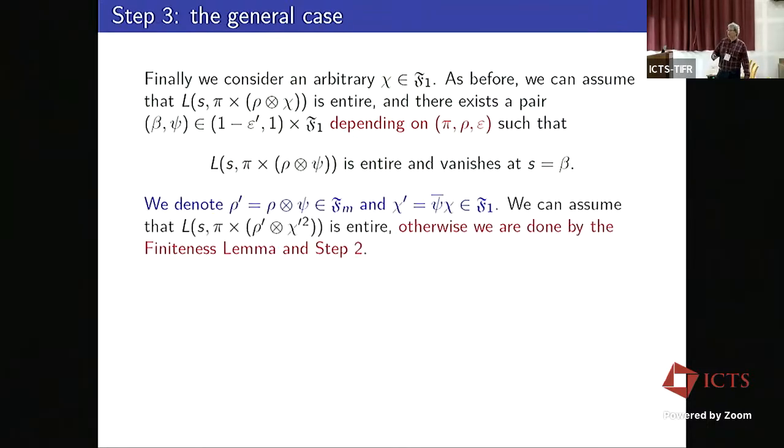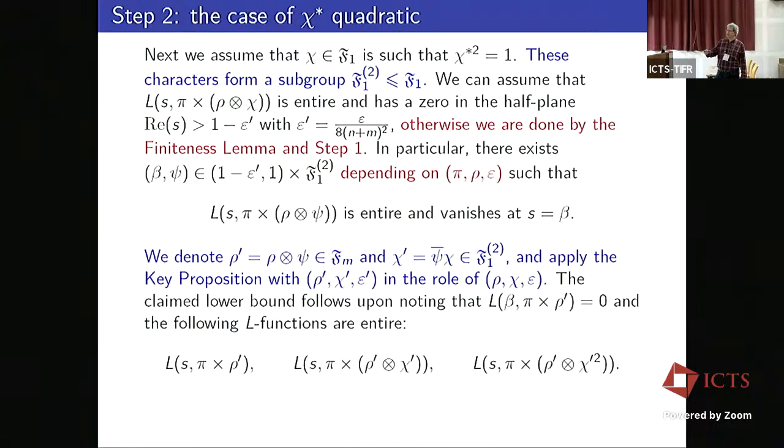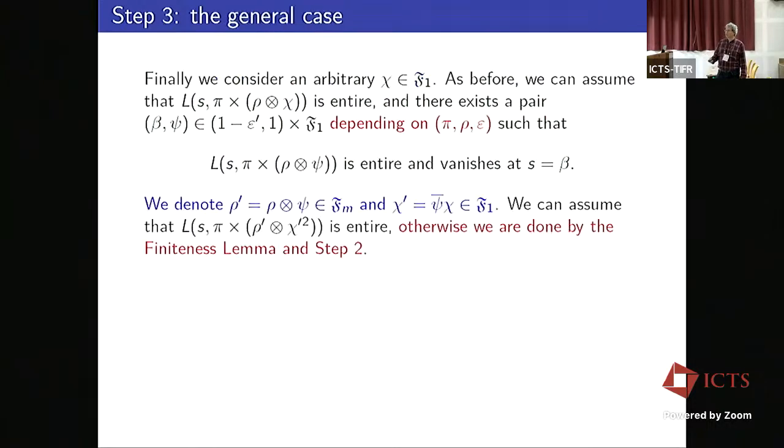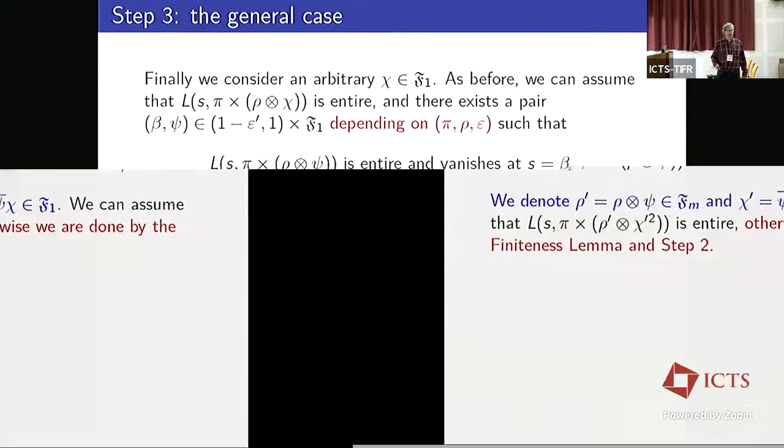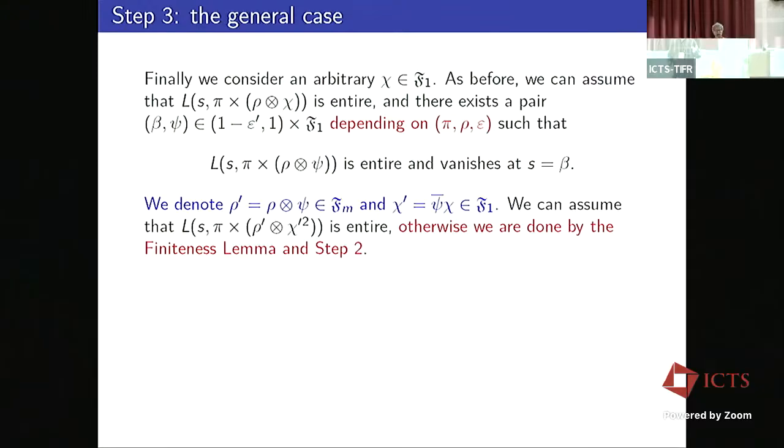Anyways, but the advantage now is that because we have already established the case of chi-star being quadratic, we can now also assume that the chi-prime square twist is entire. So we change notation as before: we upgrade rho by twisting it by psi, and we upgrade chi by untwisting it by psi. It's just a change of variable with this new data, psi bar, that only depends on the initial data. And now we can assume that the chi-prime square twisted version of the Rankin-Selberg of the new data is entire. Otherwise, we are done by the finiteness lemma, step 2.